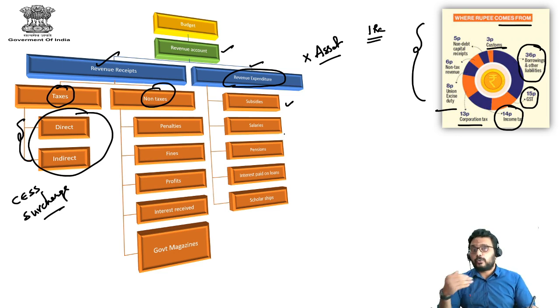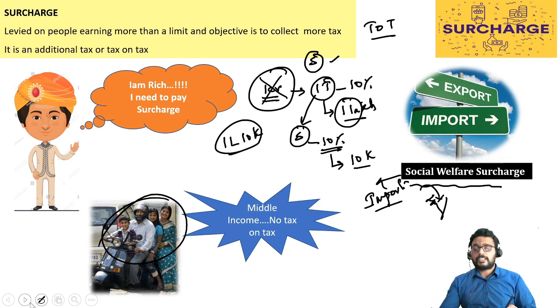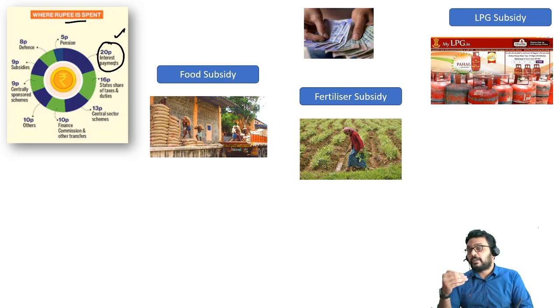So subsidies which you give, salaries you pay, pensions, and interest you pay on the loans which you have taken will also be considered as expenditures, and the scholarships which students or aspirants get will also be considered expenditure, which is not creating an asset. So where does the government spend more? Government is spending more on the interest payment for the loans which it has taken. Out of 100 paisa, 20 paisa you are paying as interest on those loans.